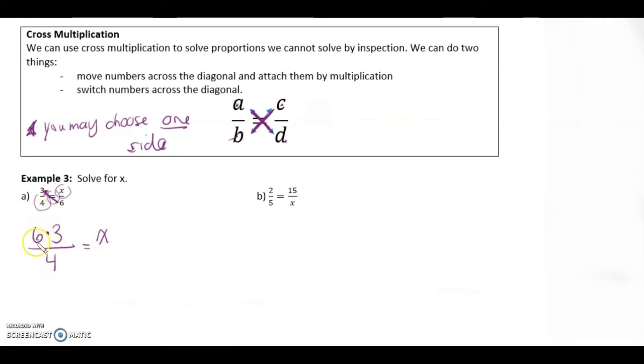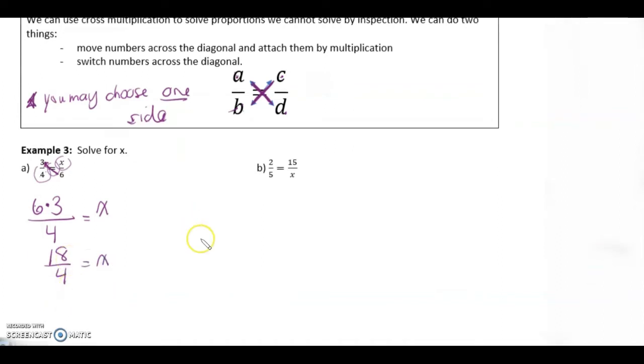Okay, if you want to cancel these out by a 2, you can, but I'm just going to go 18 divided by 4, and then I'm going to reduce. So both of these divide by 2. I get 9 over 2 equals x.